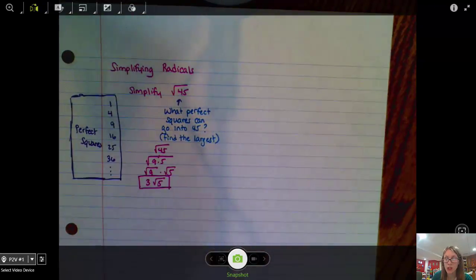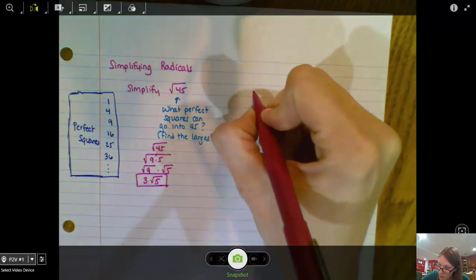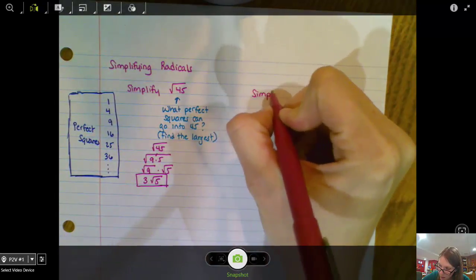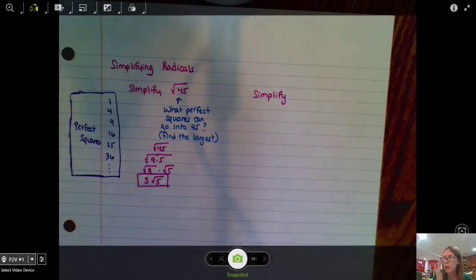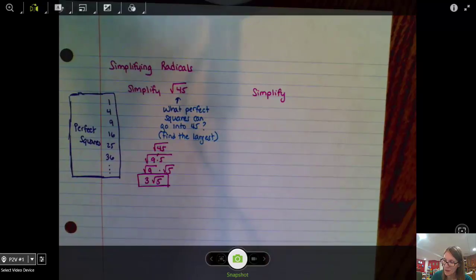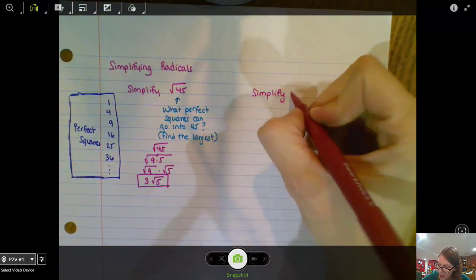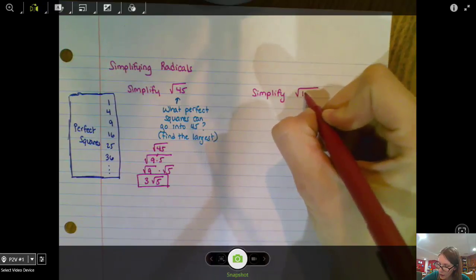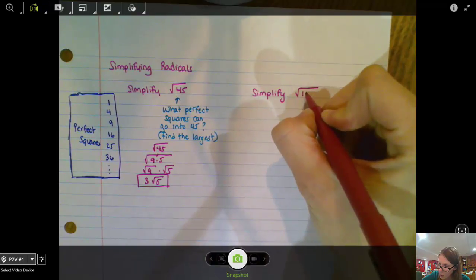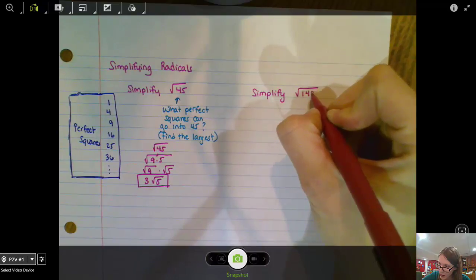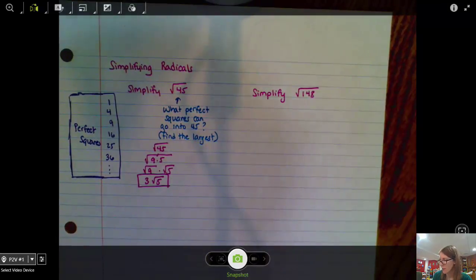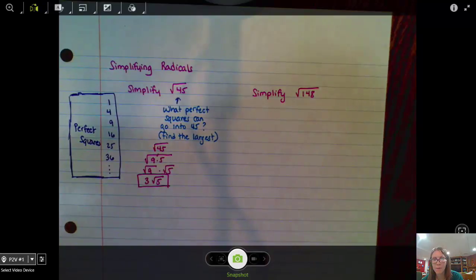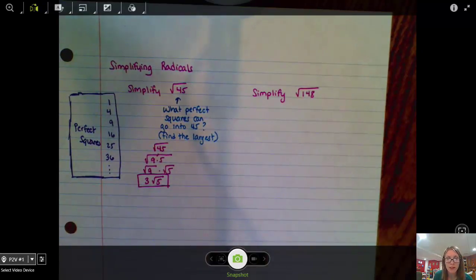Okay, let's look at another situation with this method, and then I'll go through these same two problems with our other method. Okay, let's simplify the square root of 148. I want to find the largest perfect square that can go into 148.